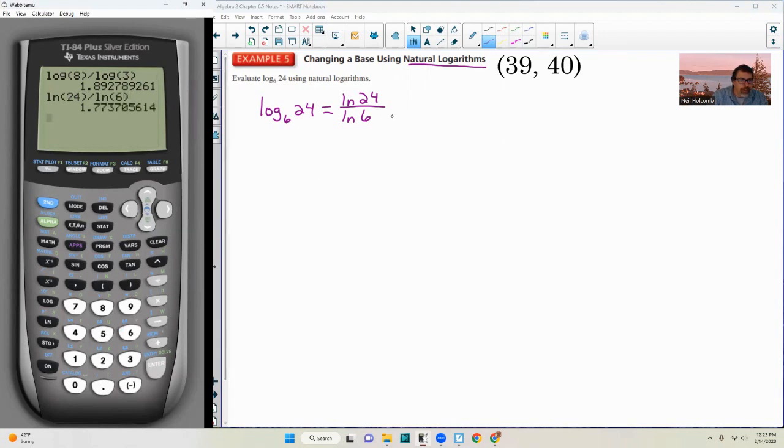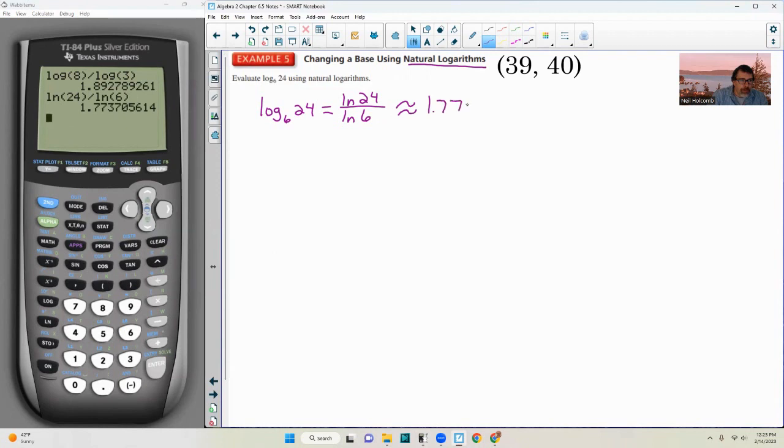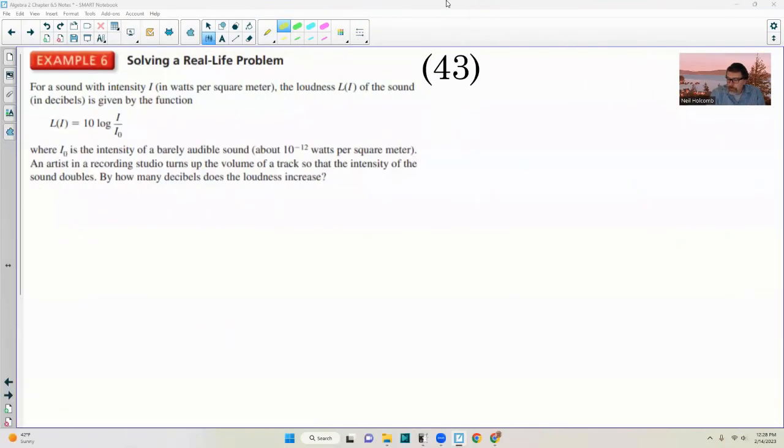And I hit enter, and I get an approximation of 1.7737. 7 makes the 3 a 4. So 1.774. Okay. And that's it. That's how you do change of base using logs and natural logs. Now you should be able to do problem numbers 39 and 40 in your exercises.